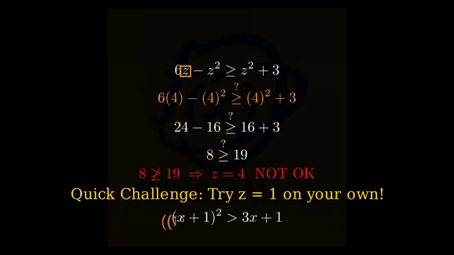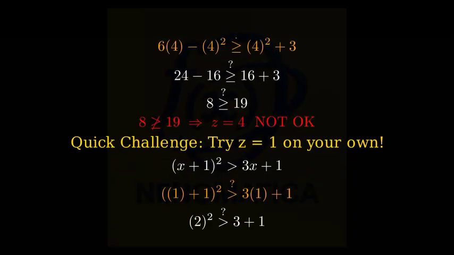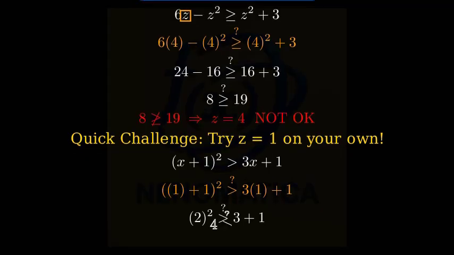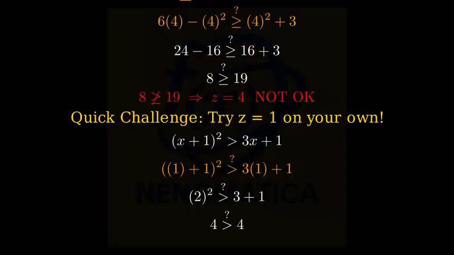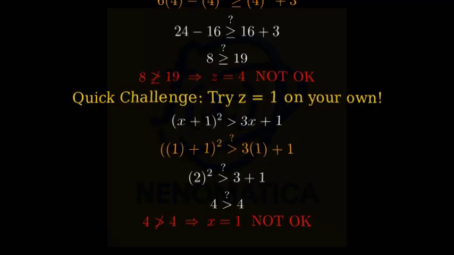Part B. Now we test x equals 1 in the inequality (x plus 1) squared is strictly greater than 3x plus 1. Substitute to get (1 plus 1) squared on the left, and 3 times 1 plus 1 on the right. Simplify both sides. 2 squared is 4, and 3 plus 1 is 4. We now compare 4 and 4 under a strict greater than. Since 4 is not strictly greater than 4, the inequality is false for x equals 1.